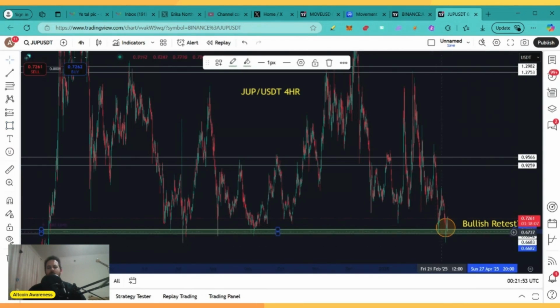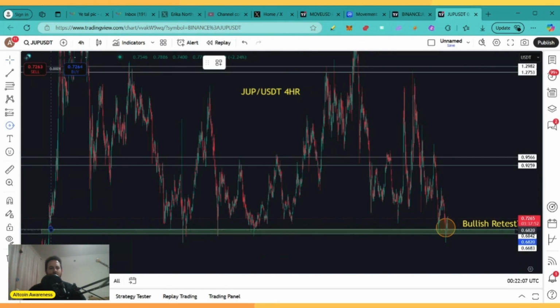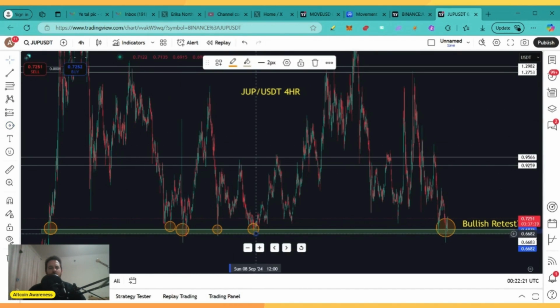This range of support is ranging between 66 cents and 68 cents. As you see, the price action has bounced on this support multiple times in the past. Look at this. We had a nice bounce here. After the breakout, we had a retest, another bounce, bounce after bounce. Look at this clear touch. So that's a very valid, very strong support.